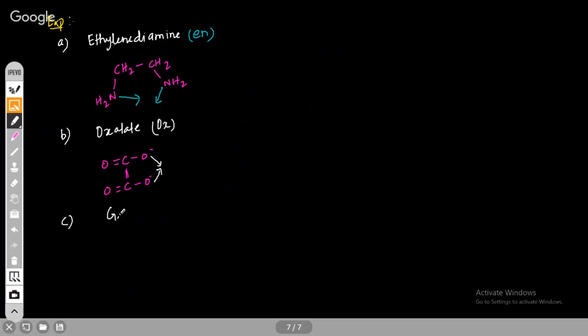C, Glycinate. The symbol is GLY. The structure will be CH2, N, H H, C single bond O minus, double bond O. Right? Donor atoms are nitrogen here and oxygen here.